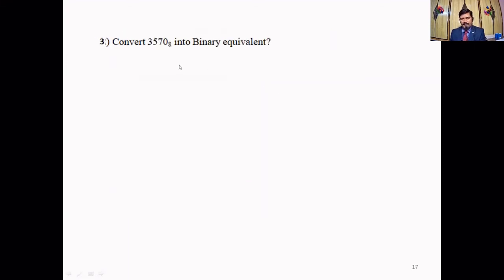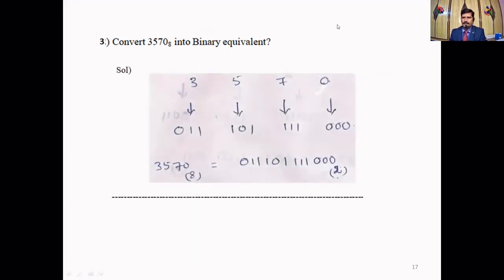An octal number is given, we need to convert into binary. Again 3 bits, right? Just the reverse process. 3570. So 3 bits: 3 is 011, 5 means 101, 7 means 111, 0 means 000. If you combine this, this is the conversion. So octal number to binary.